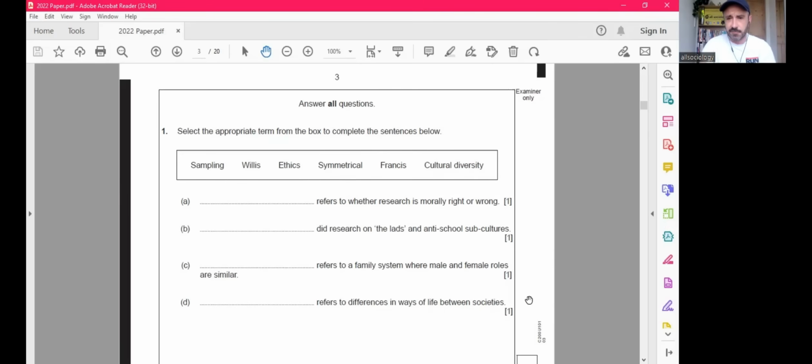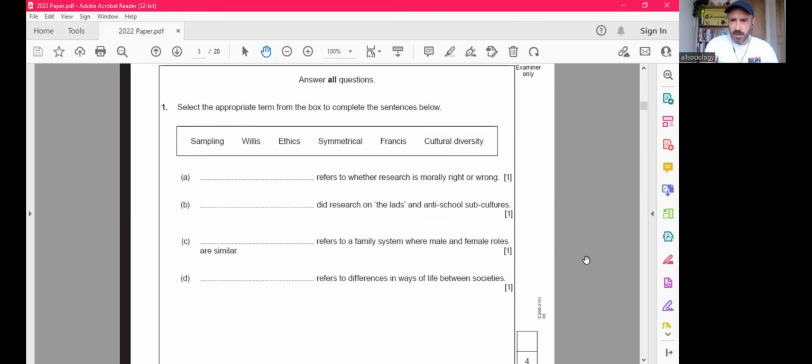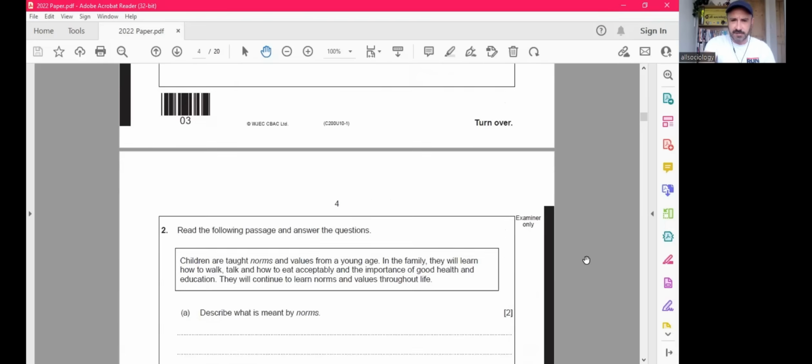The first one is something that refers to whether research is morally right or wrong. That would be your ethics. B, someone did research on the lads and anti-school subcultures. That would be Willis. Something refers to a family system where male and female roles are similar. That would be symmetrical. And then the final one refers to differences in ways of life between societies. Presumably that's going to be your cultural diversity. So hopefully a nice, easy 4 marks to get you started then.